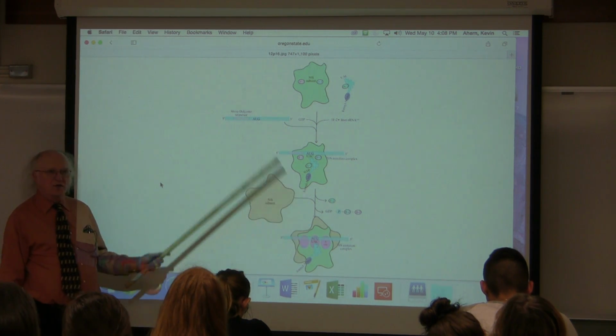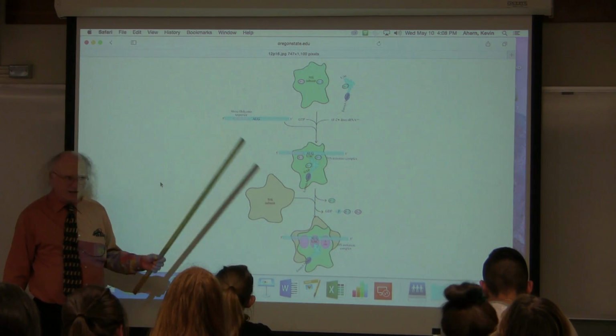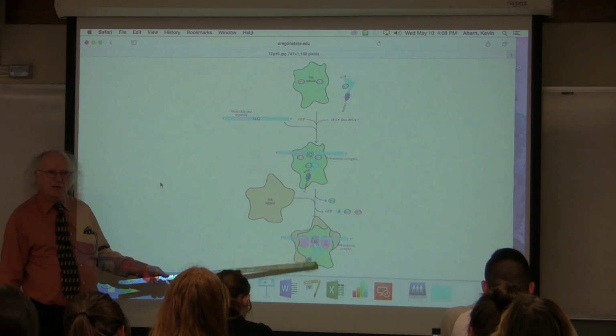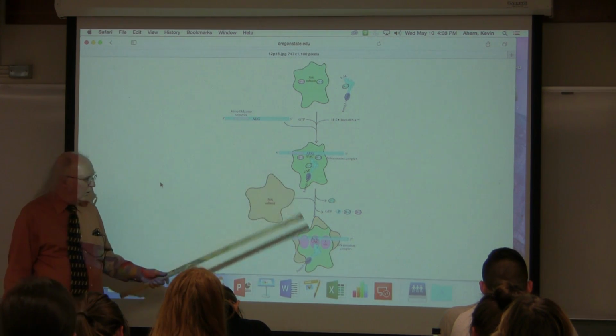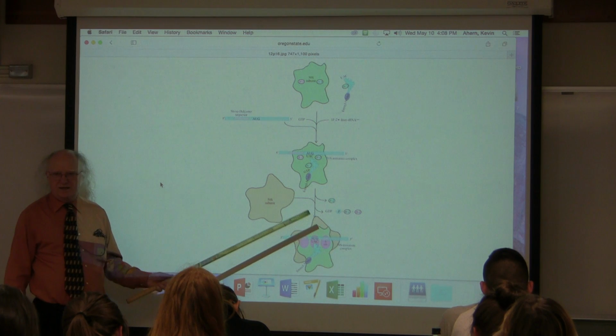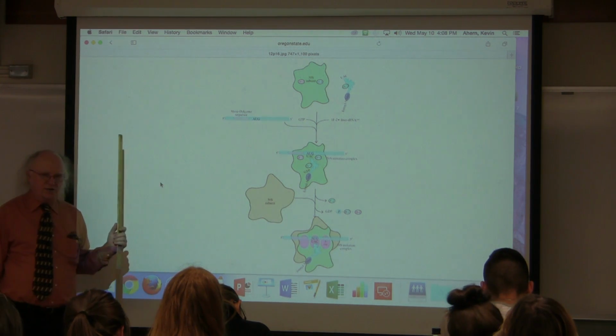Okay? One other thing I'll mention, and that is this. Notice that this initiator tRNA is different in another respect, in that it starts in the P site. It's the only one that starts in the P site. All the others will come in through the A site during the process of elongation.